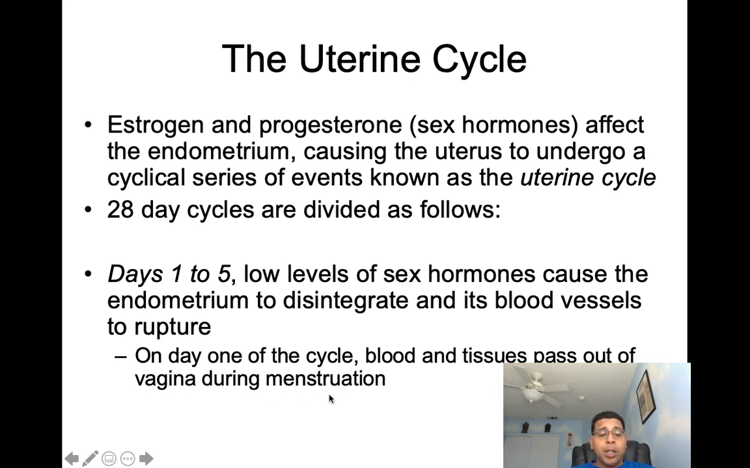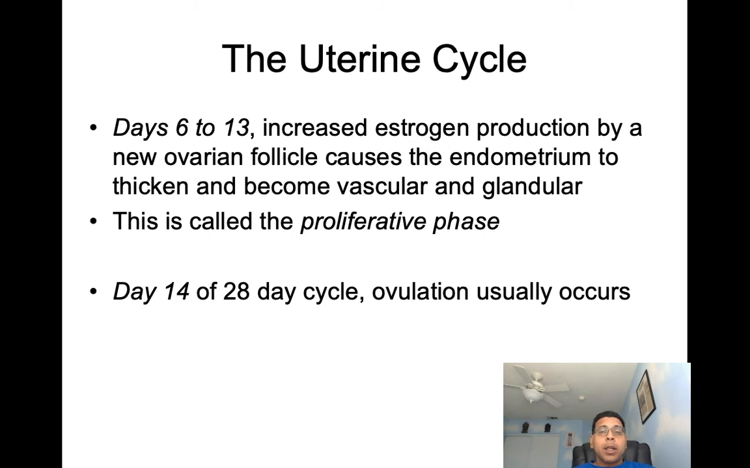Now, when we talk days 6 through 13, increased production of estrogen by a new ovarian cycle in the ovary causes the endometrium to thicken and become vesicular and glandular, having vesicles and glands there. This is going to be called the proliferative phase.